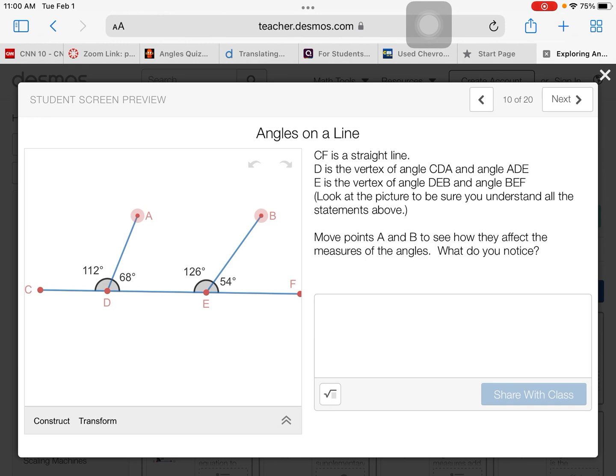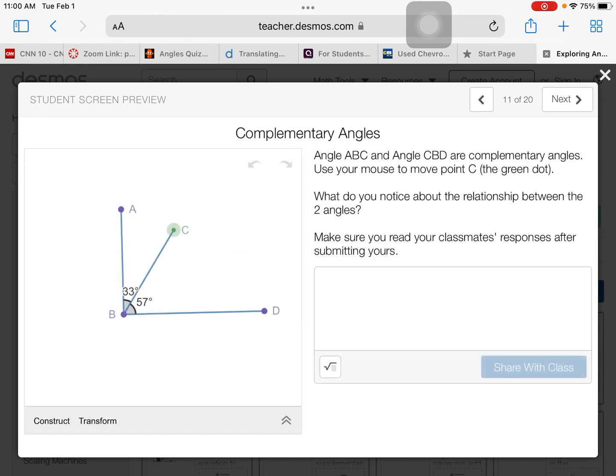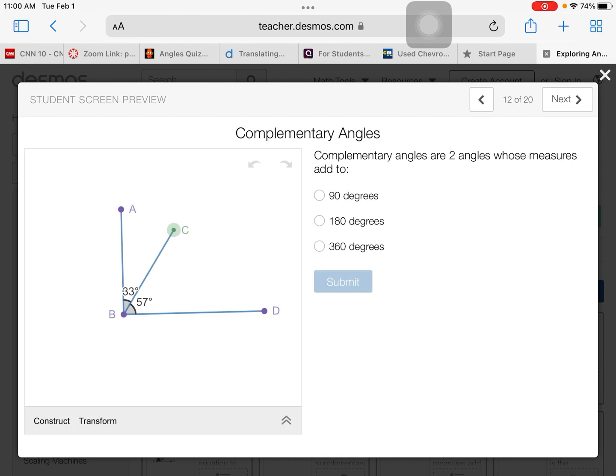So it's talking about those adjacent and supplementary angles at the beginning. And then we get into complementary angles, and we know complementary angles always add up to 90 degrees. And so you can visually see it. So basically, I'm going to have you step through that. We're just going to investigate together. You're not submitting anything for that.